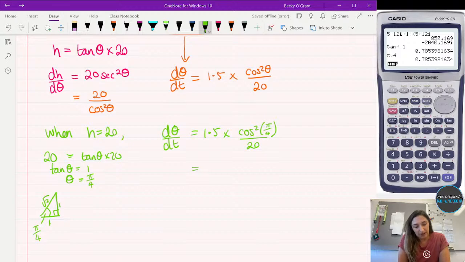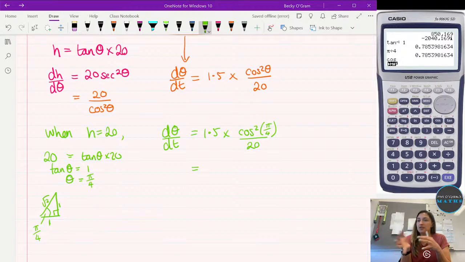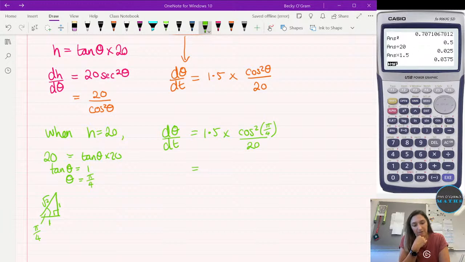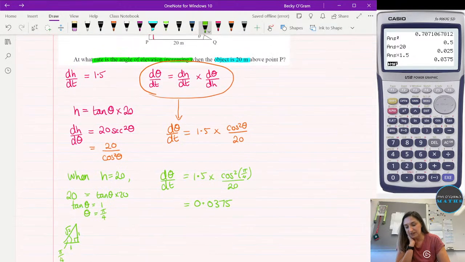Okay, we're nearly there. Now, cos squared means we do cos of the angle and then square the answer. So just be careful with this one. So cos, I'm just going to use the answer we had in there. It's going to get squared, then divided by 20, and then times by 1.5. We get 0.0375. And just one last thing to add in the units.